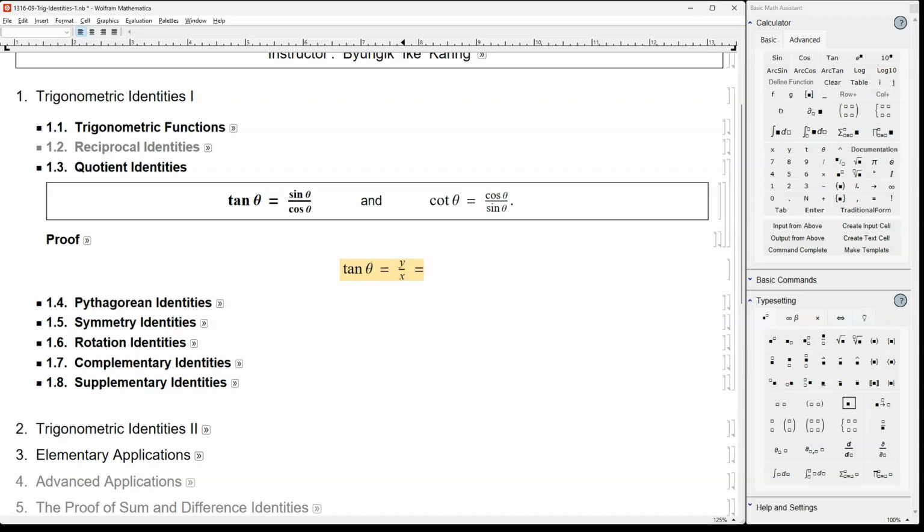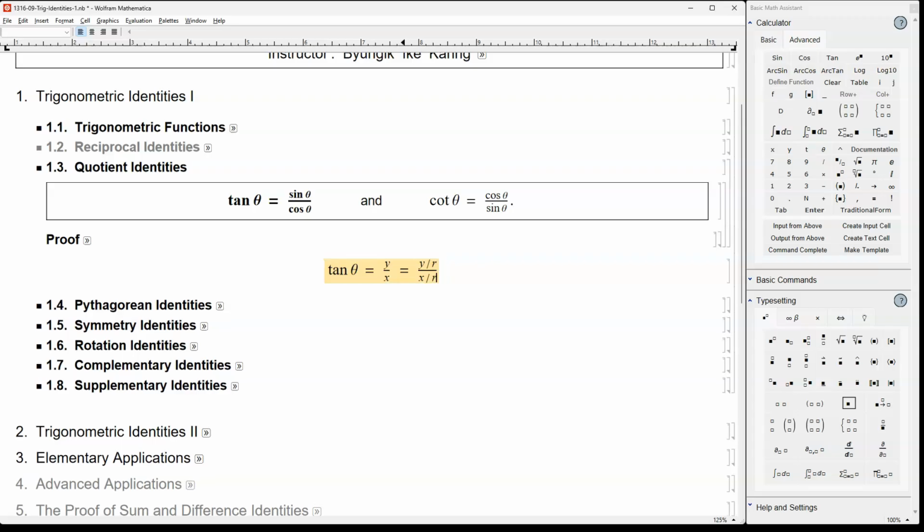And then here, dividing the numerator by r, and then also dividing the denominator by r, which is a non-zero real number. Actually, r is always positive, by the way. We get y over r, which is sine, and x over r, that's cosine. So we get this directly from the definition, and the proof is easy. Starting from the left-hand side, apply the definition, some manipulation, and reaching the other side.